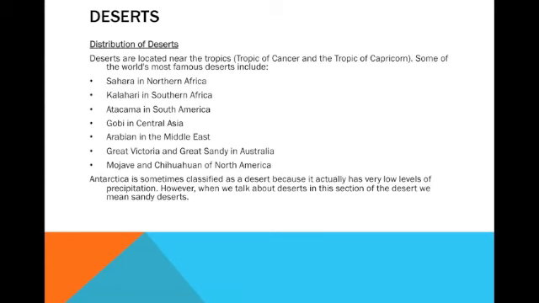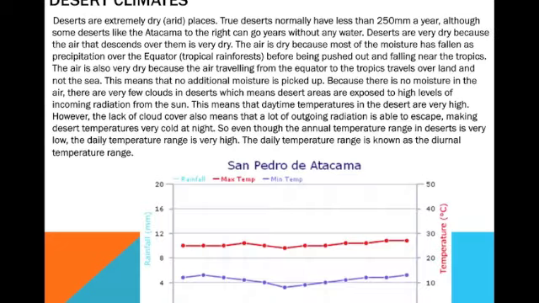Antarctica is sometimes classified as a desert because it actually has very low levels of precipitation. However, when we talk about deserts in this section, we mean sandy deserts, so don't get confused. Desert climates. Deserts are extremely dry or arid places. True deserts normally have less than 250 millimeters a year, although some deserts, like the Atacama, can go years without any water.